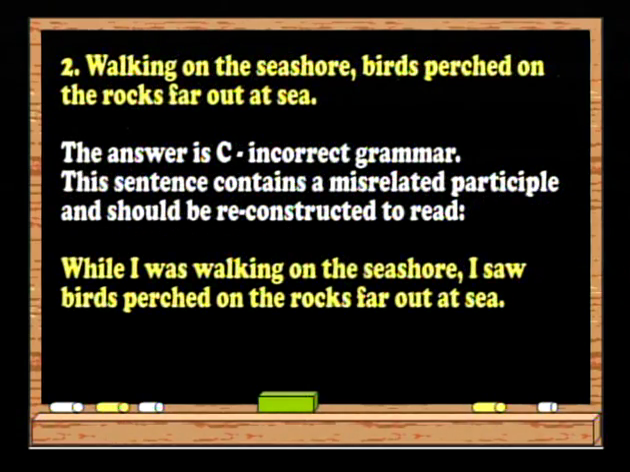Walking on the seashore, birds perched on the rocks far out at sea. The answer is C, incorrect grammar. This sentence contains a misrelated participle and should be reconstructed to read: while I was walking on the seashore, I saw birds perched on the rocks far out at sea.